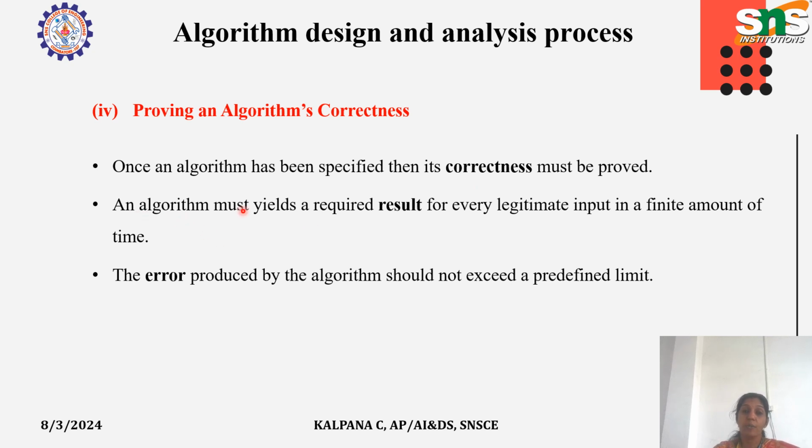And the next is that an algorithm must yield a required result for every legitimate input in a finite amount of time. That is also very important. In a finite amount of time, it must yield a correct result. And the error produced by the algorithm should not exceed a predefined limit. So three things: one is correctness, the second is the result, and the third is the error. These three things we must concentrate on when we talk about an algorithm's correctness.